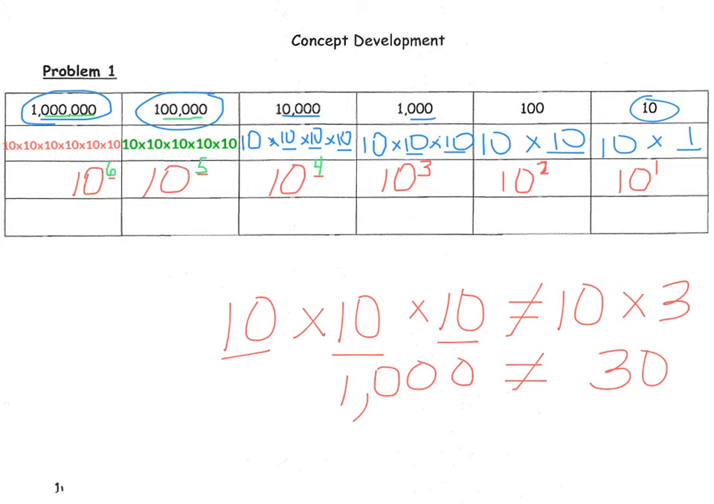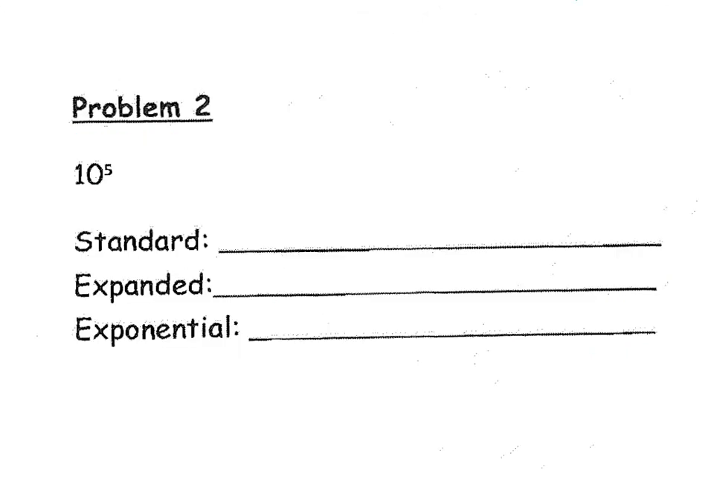Please make sure anything you see in this chart, you have written down on your paper so that when you're doing your homework, you've got something to refer back to. For your problem 2, we have 10 to the 5th power. So standard form would be like the number 100. If I have 10 to the 5th power, it would be a 1 with 5 zeros.